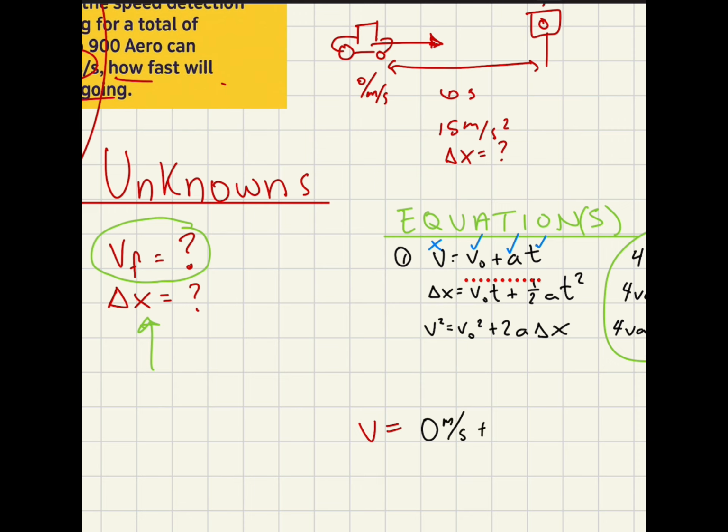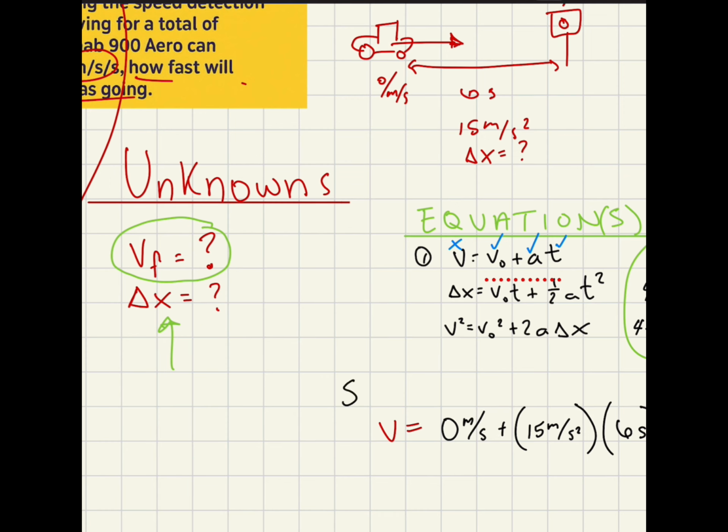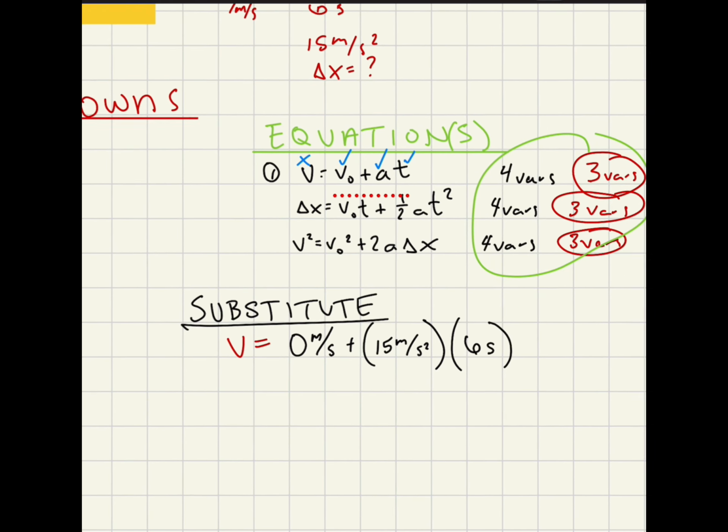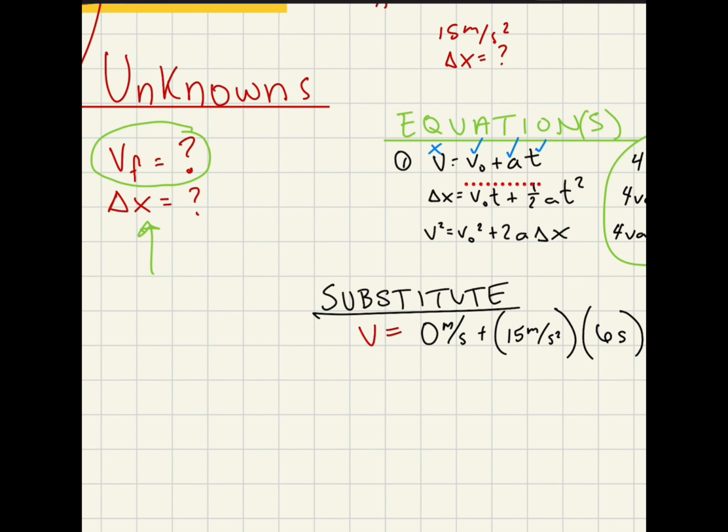I have an acceleration of 15 meters per second squared, and I have a time elapsed of 6 seconds. So this equation, and by the way, this is me going into the substitute portion of my guess method, where I can simply come over here and say, okay, this should be about 90 meters per second, right? 6 times 15 would give me 90 meters per second.